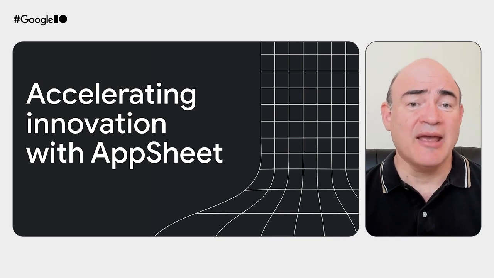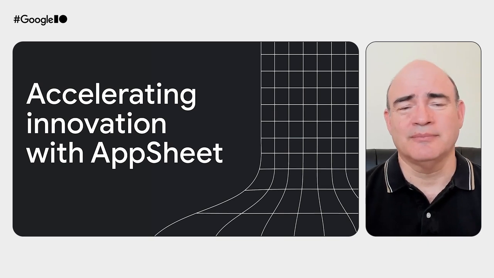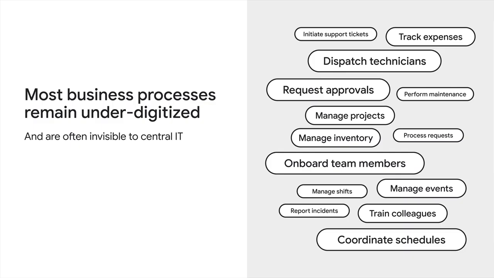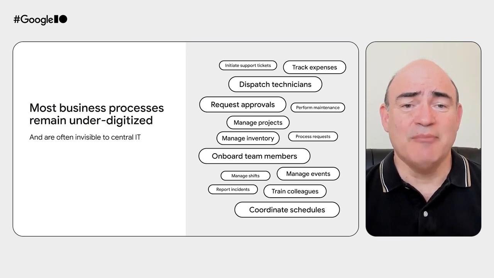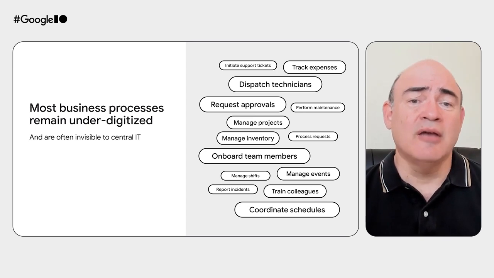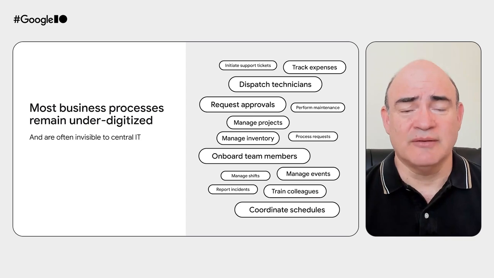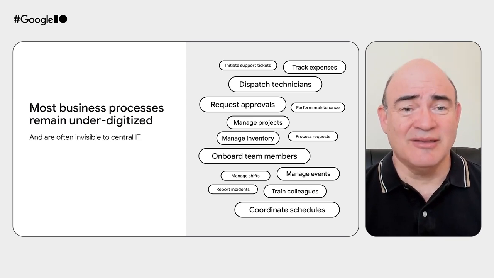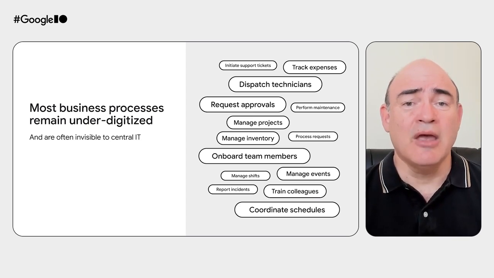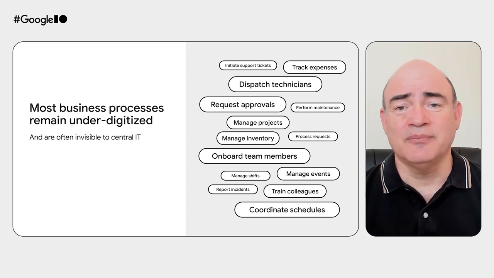Before getting into the AI portion of this talk, let's take a moment to review what AppSheet is and what its value propositions are. The reality is that most business processes today remain under-digitized and are often invisible to central IT organizations. Being under-digitized means that businesses cannot operate efficiently, resulting in delays and cost overruns. Traditionally, the task of digitizing business processes required professional software development, which can be costly and tedious.